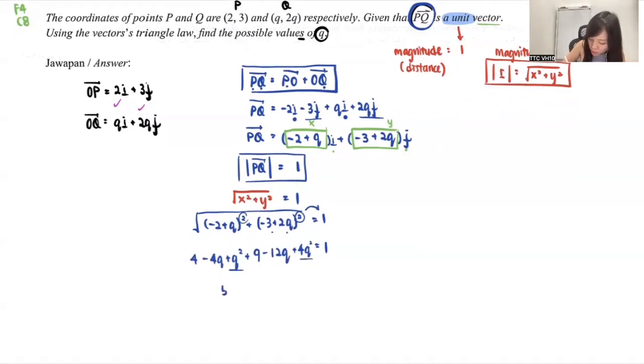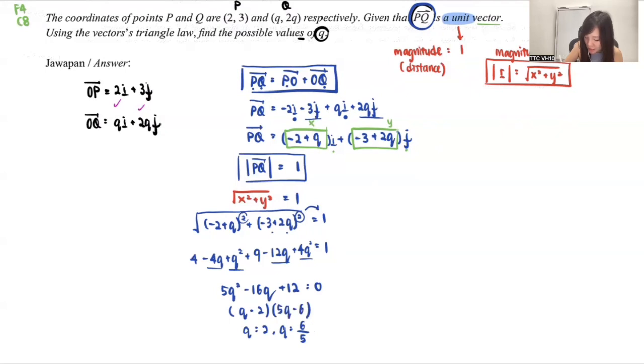Now, let's combine them. 4q squared plus 1q squared is 5q squared. Negative 4q minus 12q is negative 16q. The rest is numbers, so 4 plus 9 minus 1 becomes 12. Can simplify? I will, but I can't. So, yep, I will just press the calculator. First q answer, I get 2. Second q answer, I get 6 over 5. So q minus 2, 5q minus 6, equivalent to 0. That, I got the q answer.